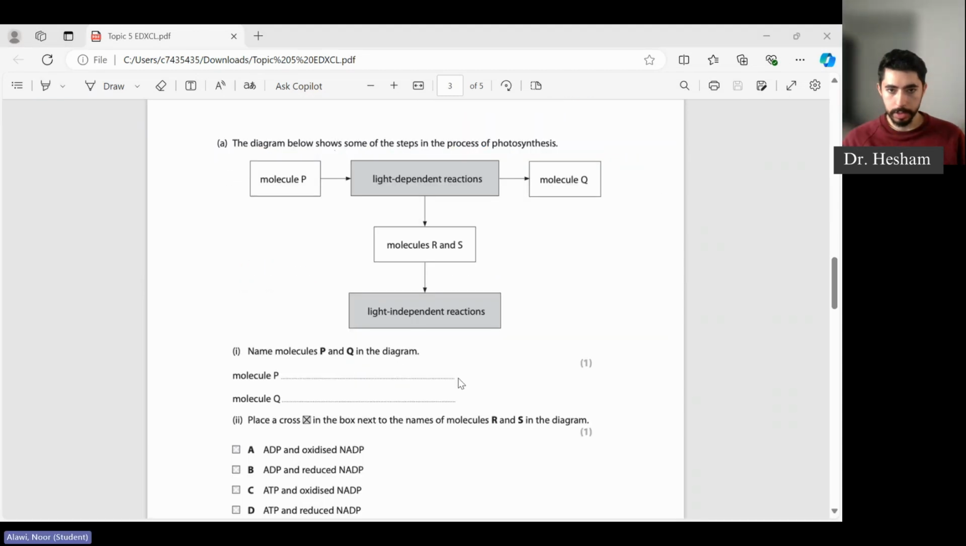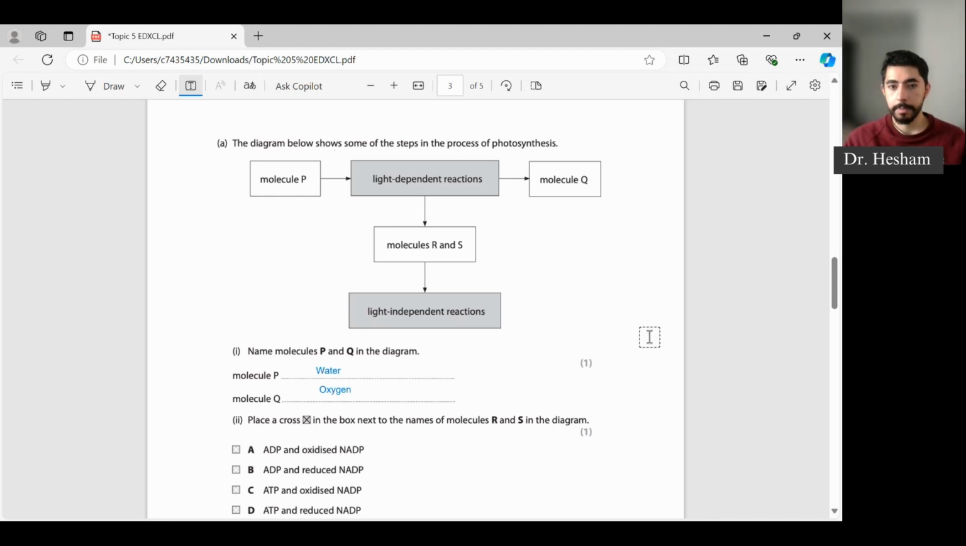So this next question is about photosynthesis. You can pause the video now and answer sub-question number 1. All right, so these are the answers. Molecule P is water, molecule Q is oxygen.